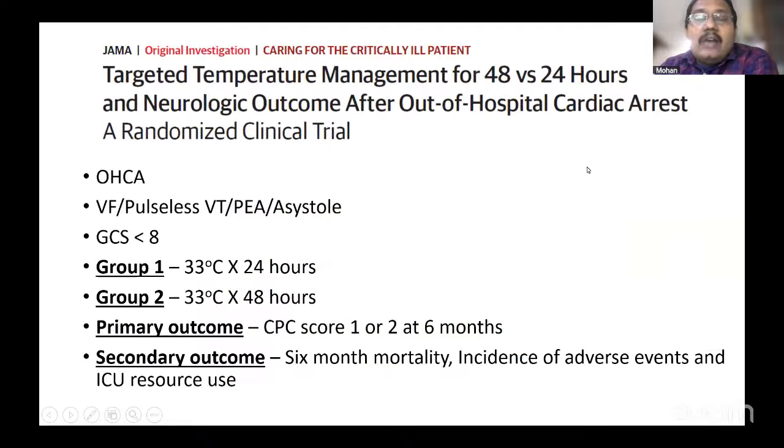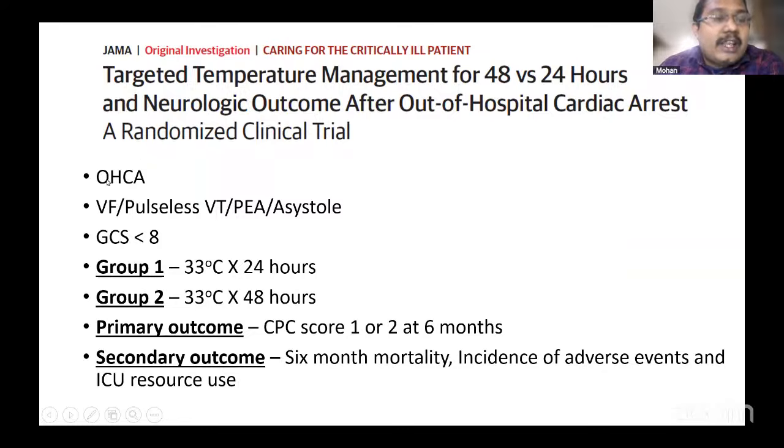Now, after 2015, a set of trials have come. The first major trial was the TTM48 trial, where they wanted to see whether giving hypothermia for 24 hours or giving hypothermia for 48 hours makes any difference. So does increased duration of hypothermia make any difference?